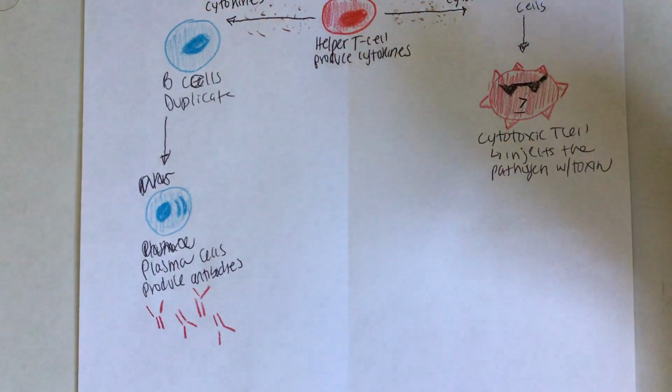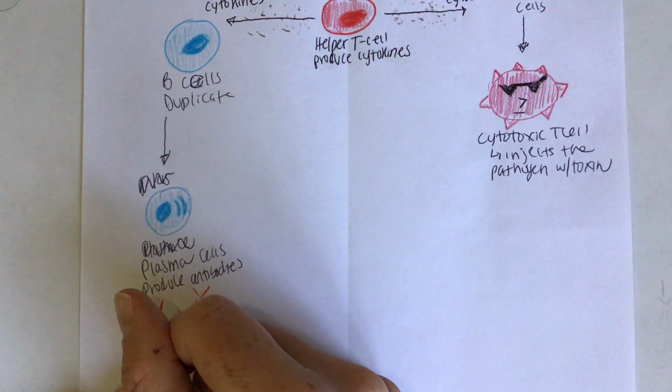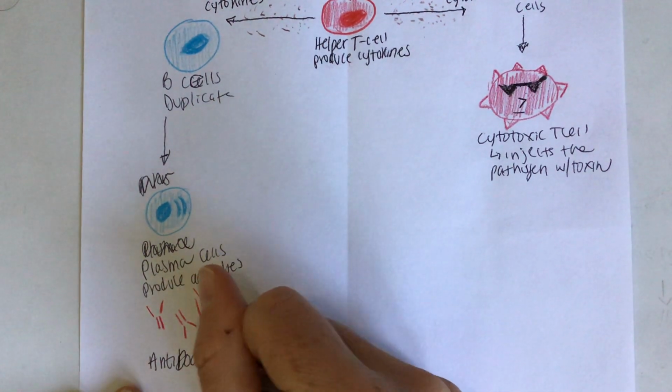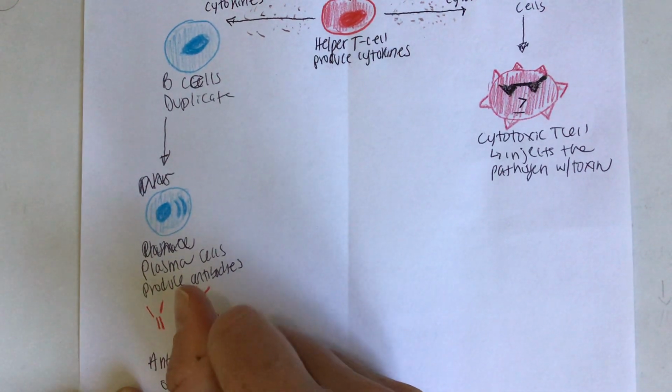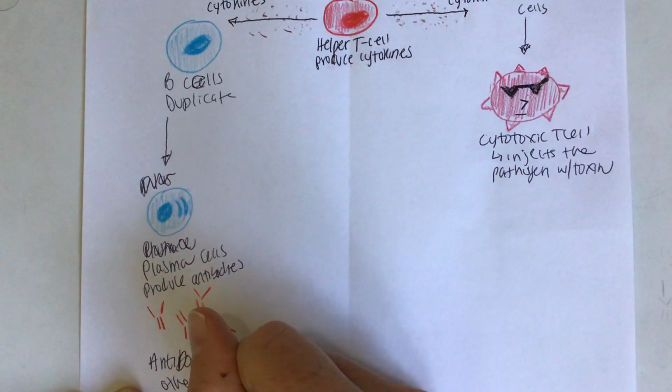Some of them also will attract other cells. So we'll label these as antibodies. And we can write: attract other cells or trap pathogens.